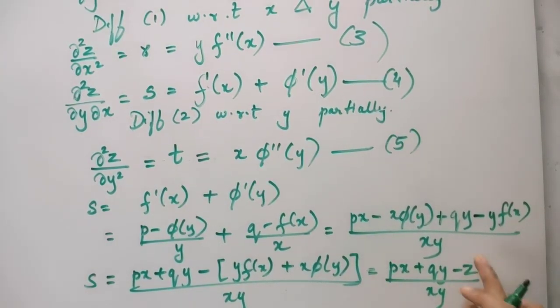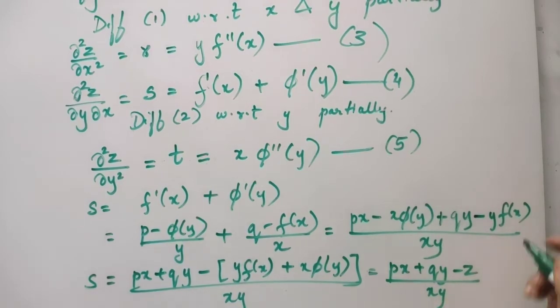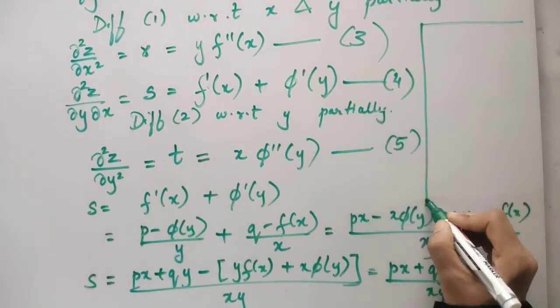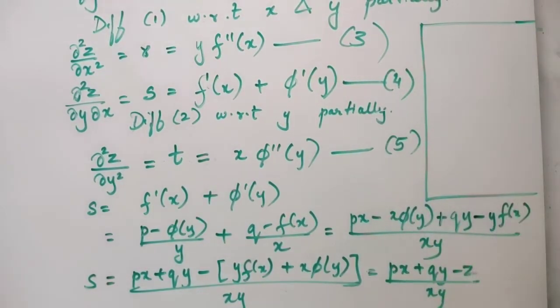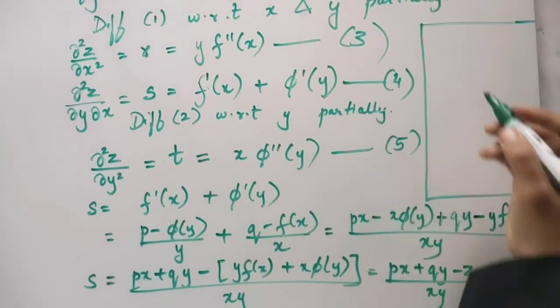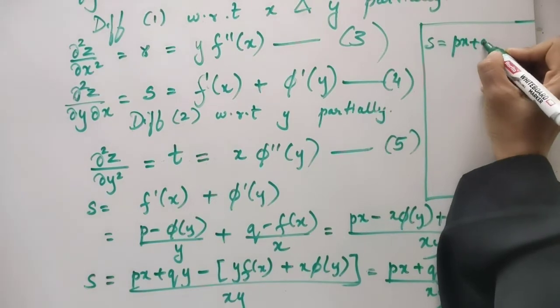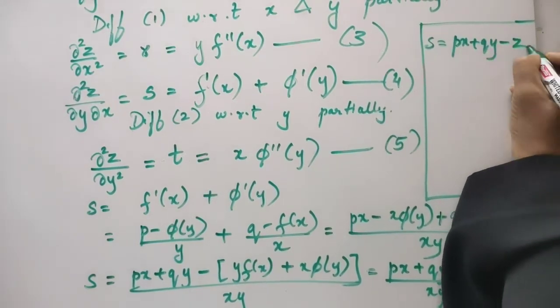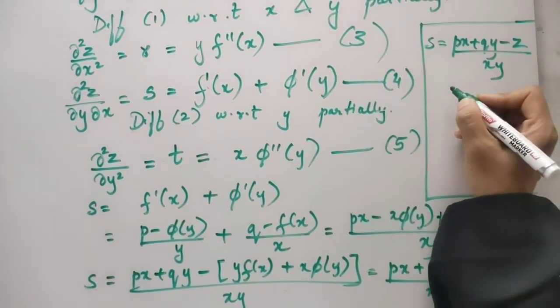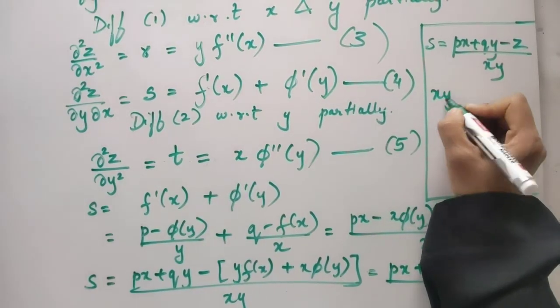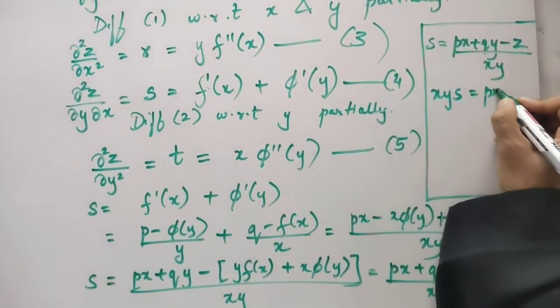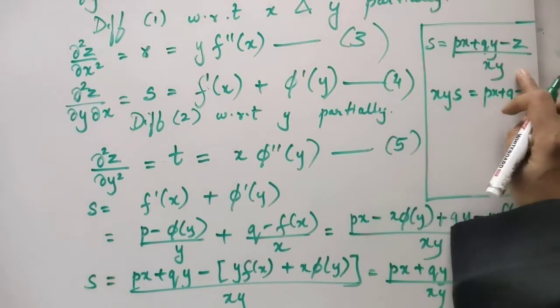Okay, so you see there are no arbitrary functions appearing here. So I'll write the final answer here in this corner. Look at this. So the given solution, s is equal to px plus qy minus z divided by x into y, or x into y into s is equal to px plus qy minus z.